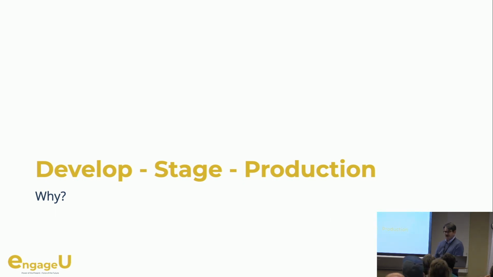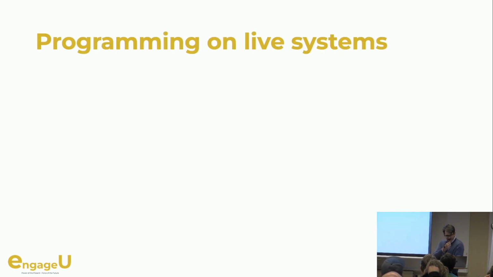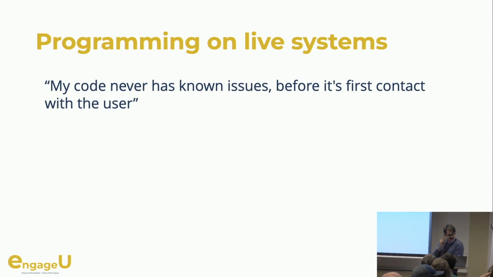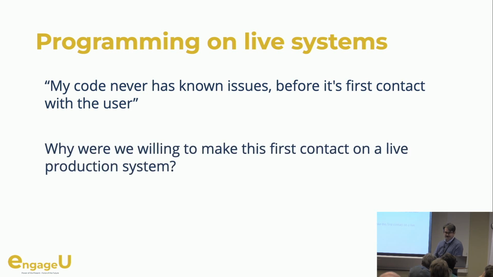Developed stage production. Why should we, or why could we do that? Well, haven't we all been there? And to be honest, my code never has issues before it hits the user. But why are we willing to do that on a live system?